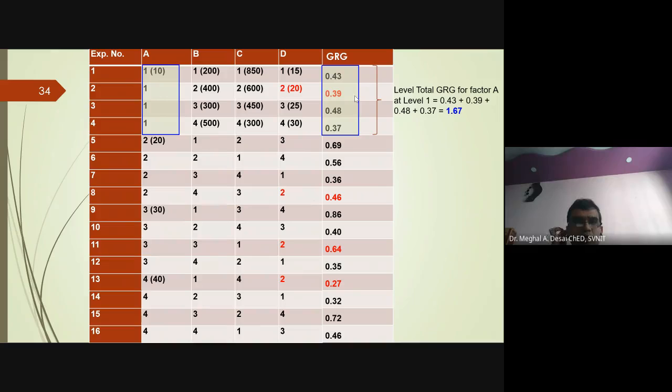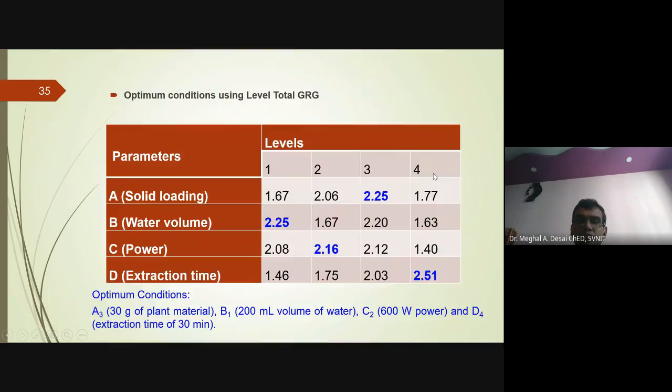So if I go for the level total, as you know, for factor A at level 1, that means the first 4 experiments and addition of these. Similarly, if you would like to find it for factor D at level 2, that means experiment number 2 and its corresponding GRG, experiment number 8, 11 and 30, and the summation of that will give you the level total GRG, and this is what we have computed.